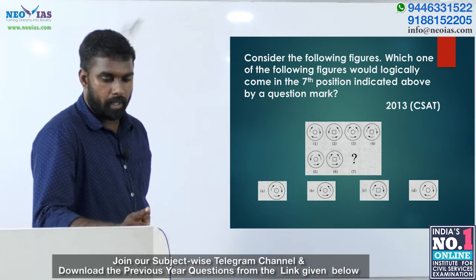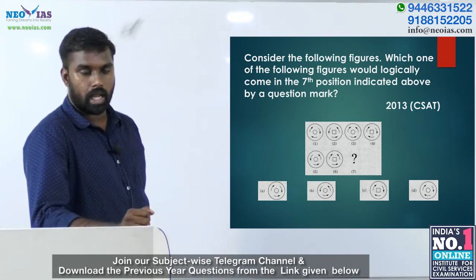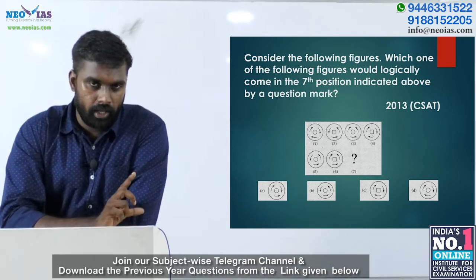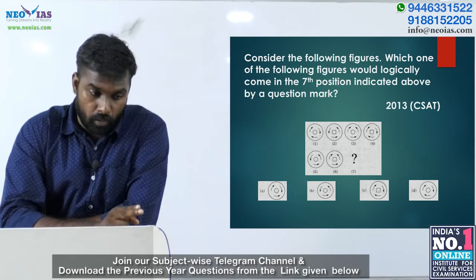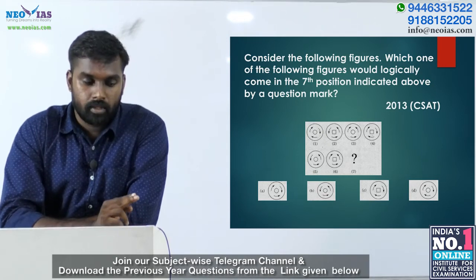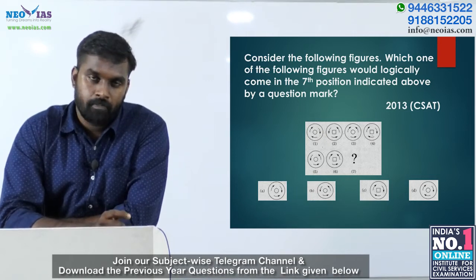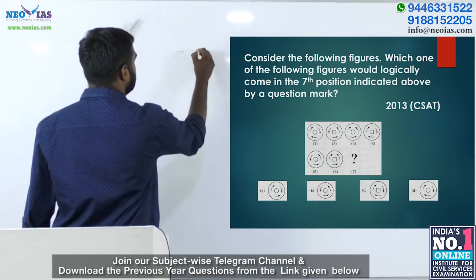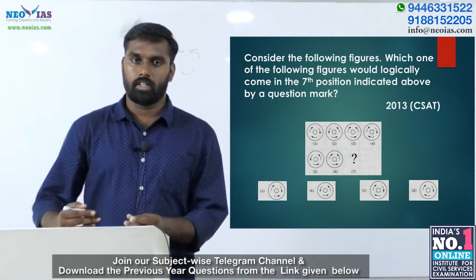Then what else is remaining? You need to find out the alignment of arrows, right? You see, in figure 1, the arrows are moving in clockwise direction. Figure 2, the arrows are moving in anti-clockwise direction. And figure 3, the arrows are aligned like this, this alignment, right?